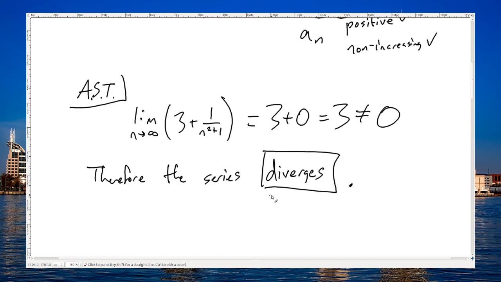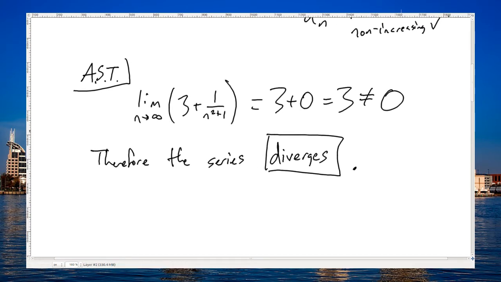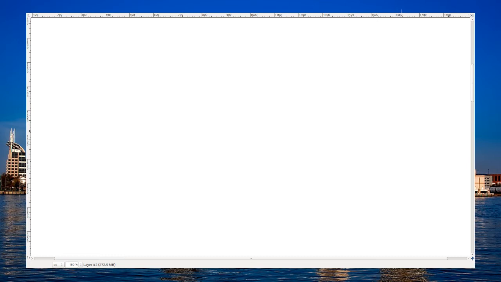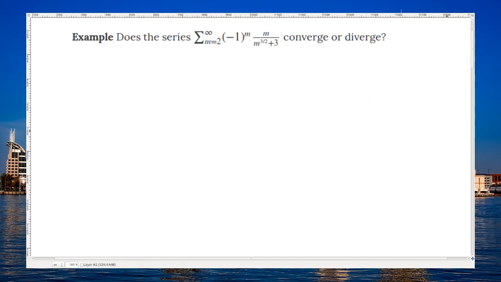All right, so that takes care of that problem. One more example. Converge or diverge? This one's more obviously an alternating series.